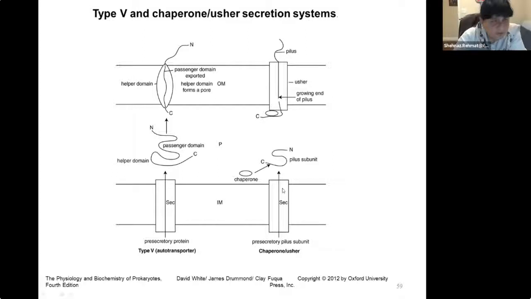Whilst the other way to look at it, using the chaperone-usher pathway, where the pre-secreted pilus subunit is being delivered into the periplasmic space, and a chaperone is used from the periplasmic space to guide it into the usher that is already preformed over there, and the growing end of the pilus eventually will allow the pilus to continue to extend out of the cell. So you can see that this is sometimes called the chaperone-usher pathway versus the autotransporter pathway. Any questions?